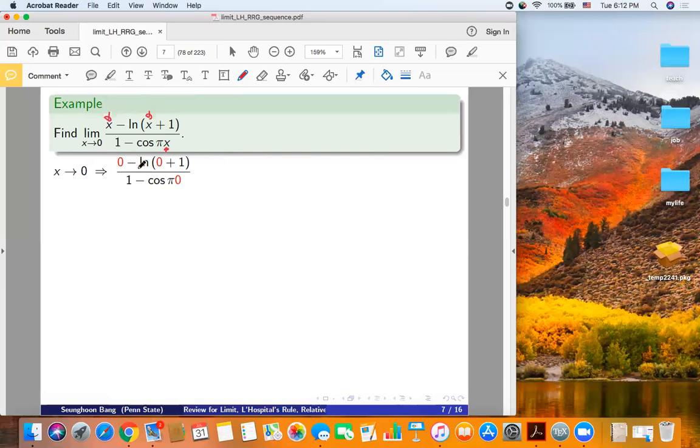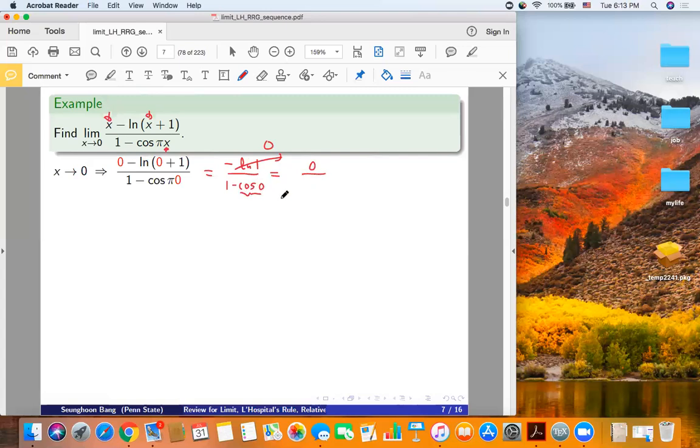So we have 0 minus ln of 1. This is minus ln of 1 over 1 minus cosine of 0. What is ln of 1? ln of 1 is 0. So the top one is 0.